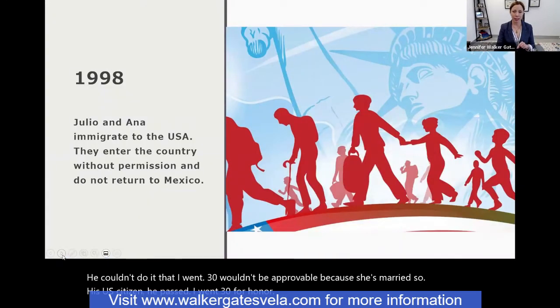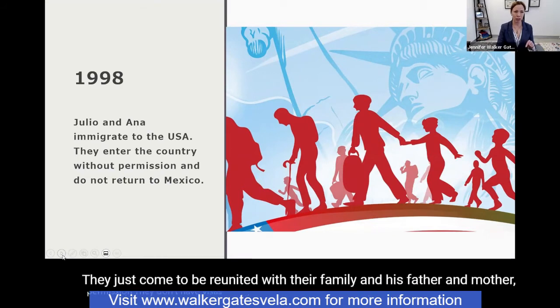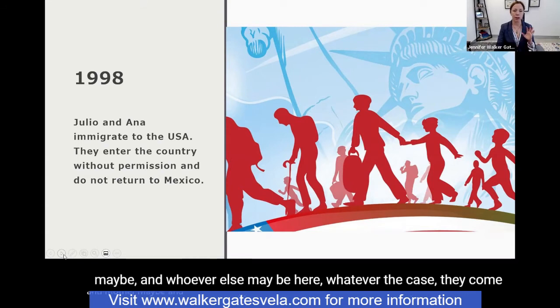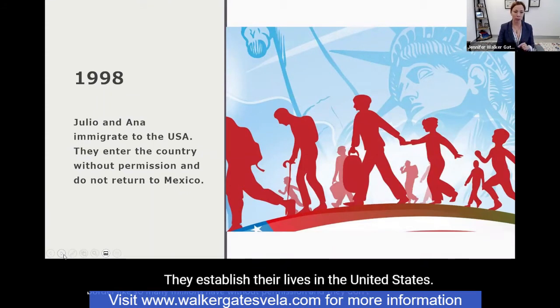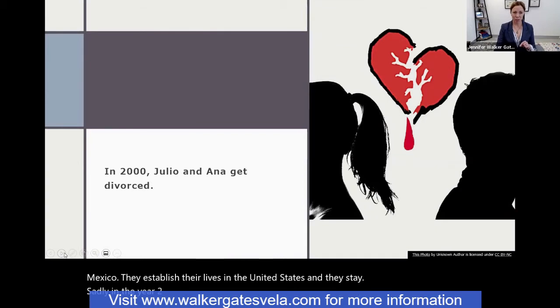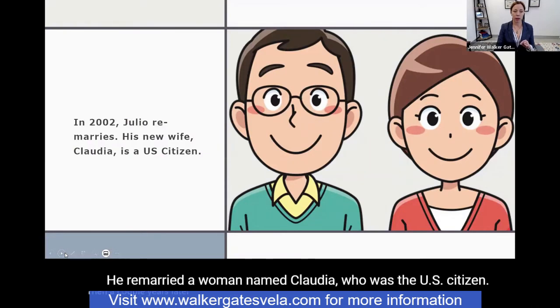The next year, in 1998, Julio and Ana immigrate to the United States. They both enter without permission. They don't have visas. They just come to be reunited with their family, Ana's father and mother maybe, and whoever else may be here. Whatever the case, they come across the border like so many millions have without permission, and they don't return to Mexico. They establish their lives in the United States and they stay. Sadly, in the year 2000, Julio and Ana get divorced. Then a couple of years later, Julio remarries. He remarries a woman named Claudia, who is a US citizen.